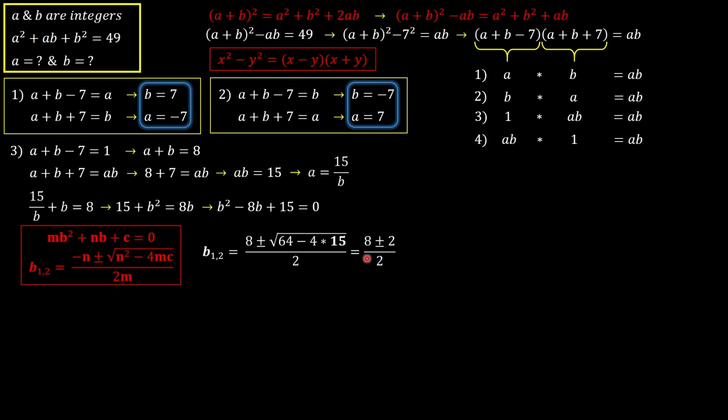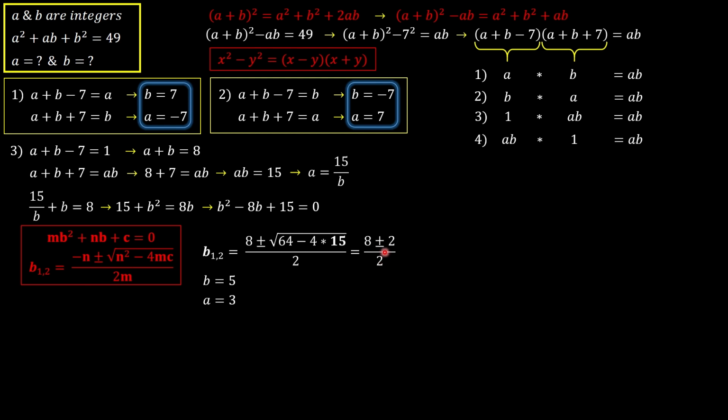So let's check first if it's plus. 8 plus 2 will be 10, divided by 2, it will be 5. So b equals 5, then a will be 3, because if b equals 5, we can put 5 here, and 15 divided by 5 will be 3. Let's check this answer. If we sum these values, we'll get 49. So this answer is correct.